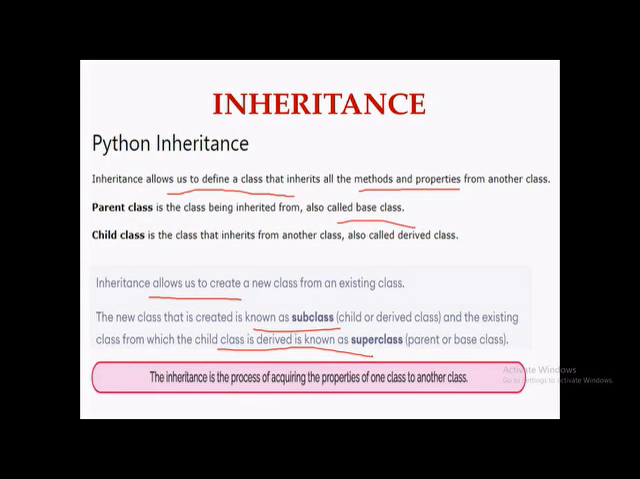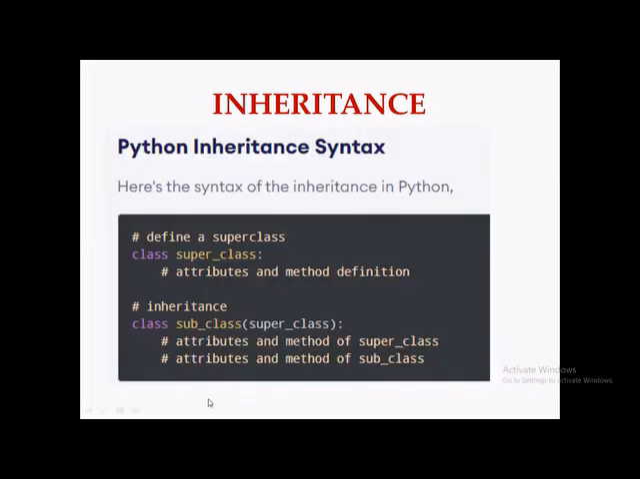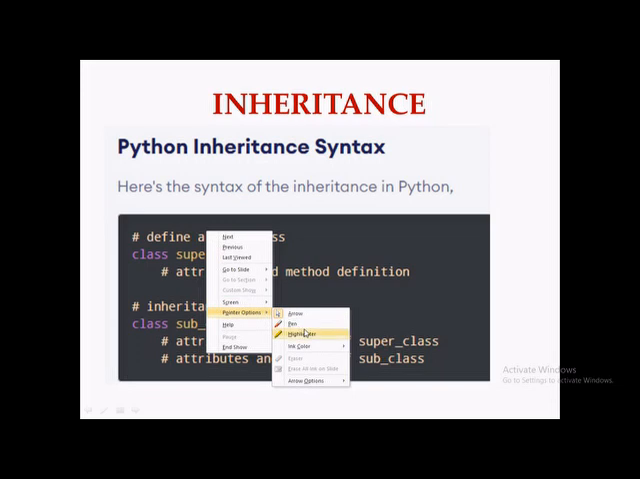The real-time example for inheritance is the relationship between a father and a son. The son will inherit all the properties of the father, even the behavior and character of the father. It's an inheritance relationship between a father and a son. Here in this slide, we are going to see how we can use inheritance in Python. Let's see the syntax of using inheritance in Python.